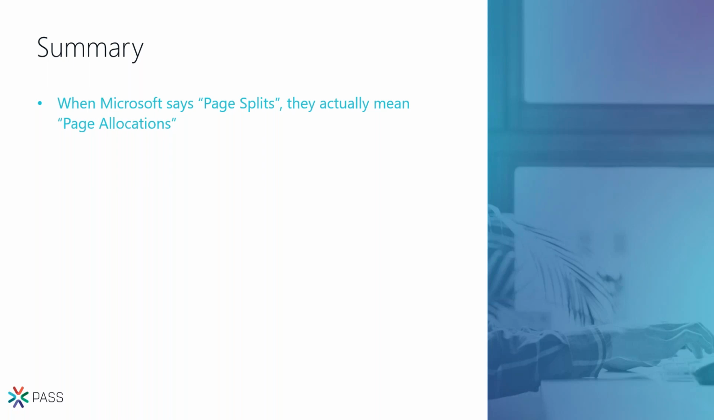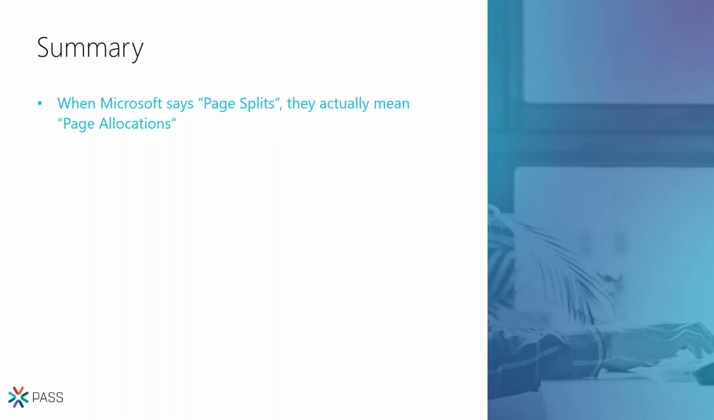But unfortunately, for some reason, Microsoft uses a different terminology. When Microsoft says page splits, it actually means all types of page allocations in an index. And again, for some reason, Microsoft doesn't represent the difference, the real page splits, anywhere: not in Perfmon, not in the DMVs, not through Extended Events.